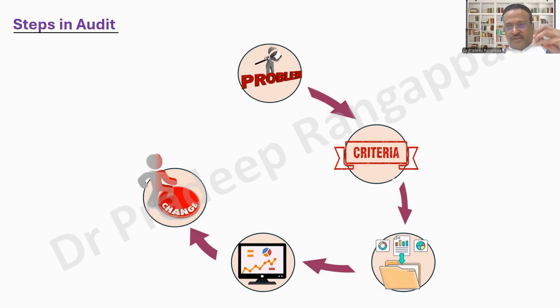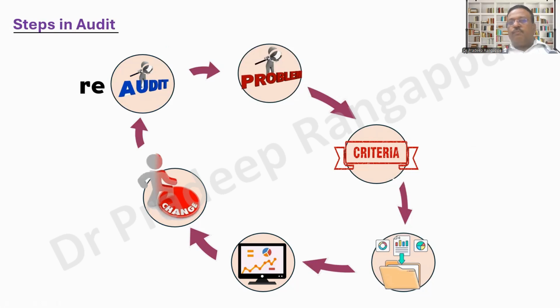The sixth one, which is possibly seldom spoken about or emphasized, is re-audit. Once you implement the change, it is imperative to close the loop of the audit. You need to re-audit to see if the change you have incorporated has led to a meaningful change in the desired outcome. So these are the very important steps.